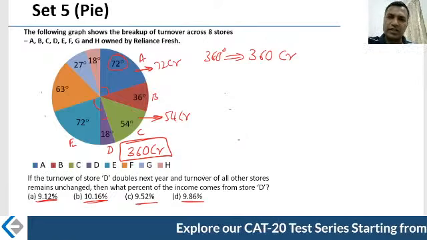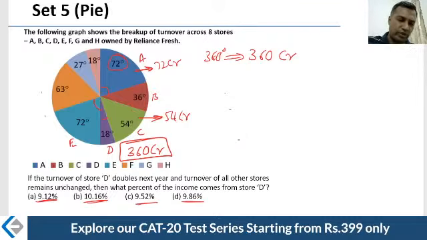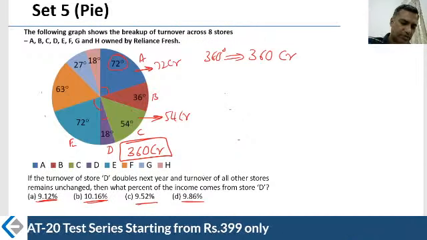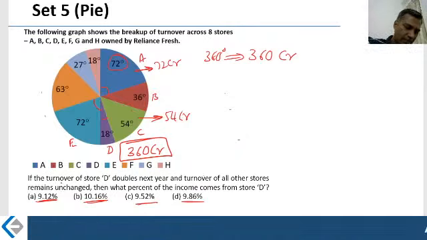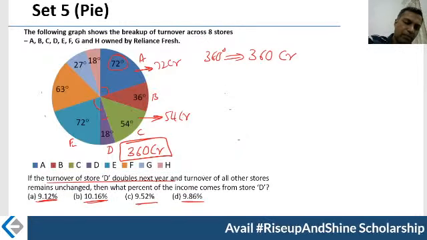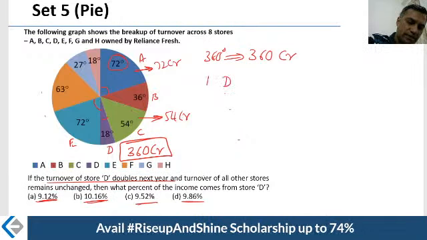So absolute value has no importance. Absolute value has nothing to do in that question. Very similarly, in this question also, absolute value has no importance. Therefore, I took 360. Why? Writing the answers becomes easier. Okay, now look what happens there. The turnover of D doubles next year. What is the present value of D?